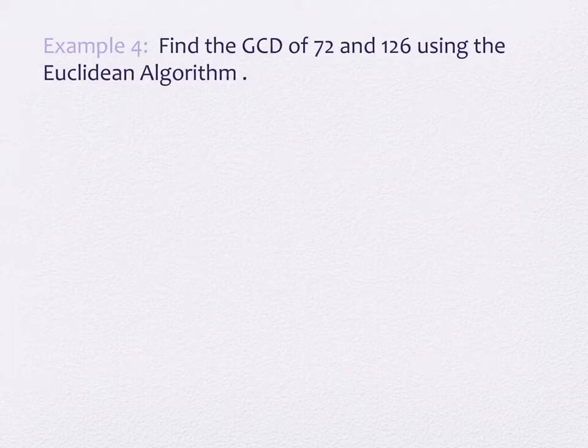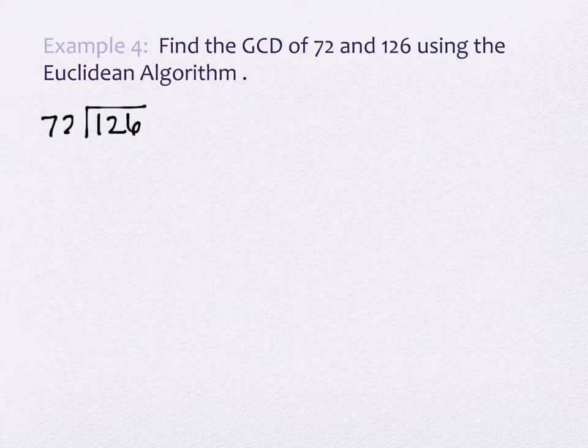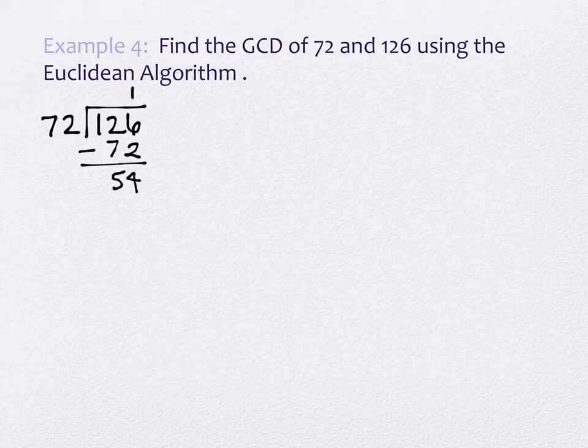And I need you to divide the larger number by the smaller one. So 126 divided by 72. How many times will 72 go into 126? 1 time. So then I will subtract 72. Sorry, I said 76, that's not right. 72. What's my remainder? 54.